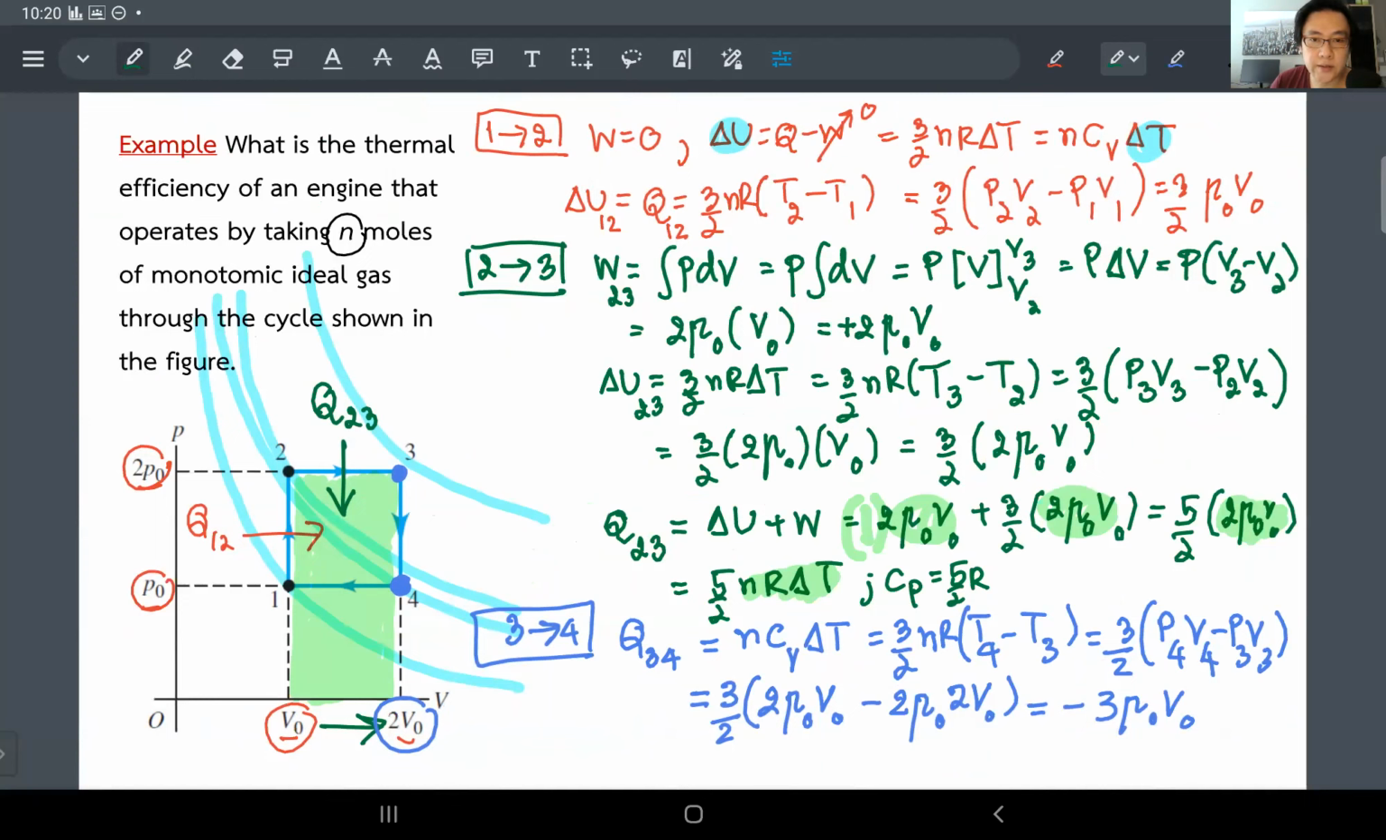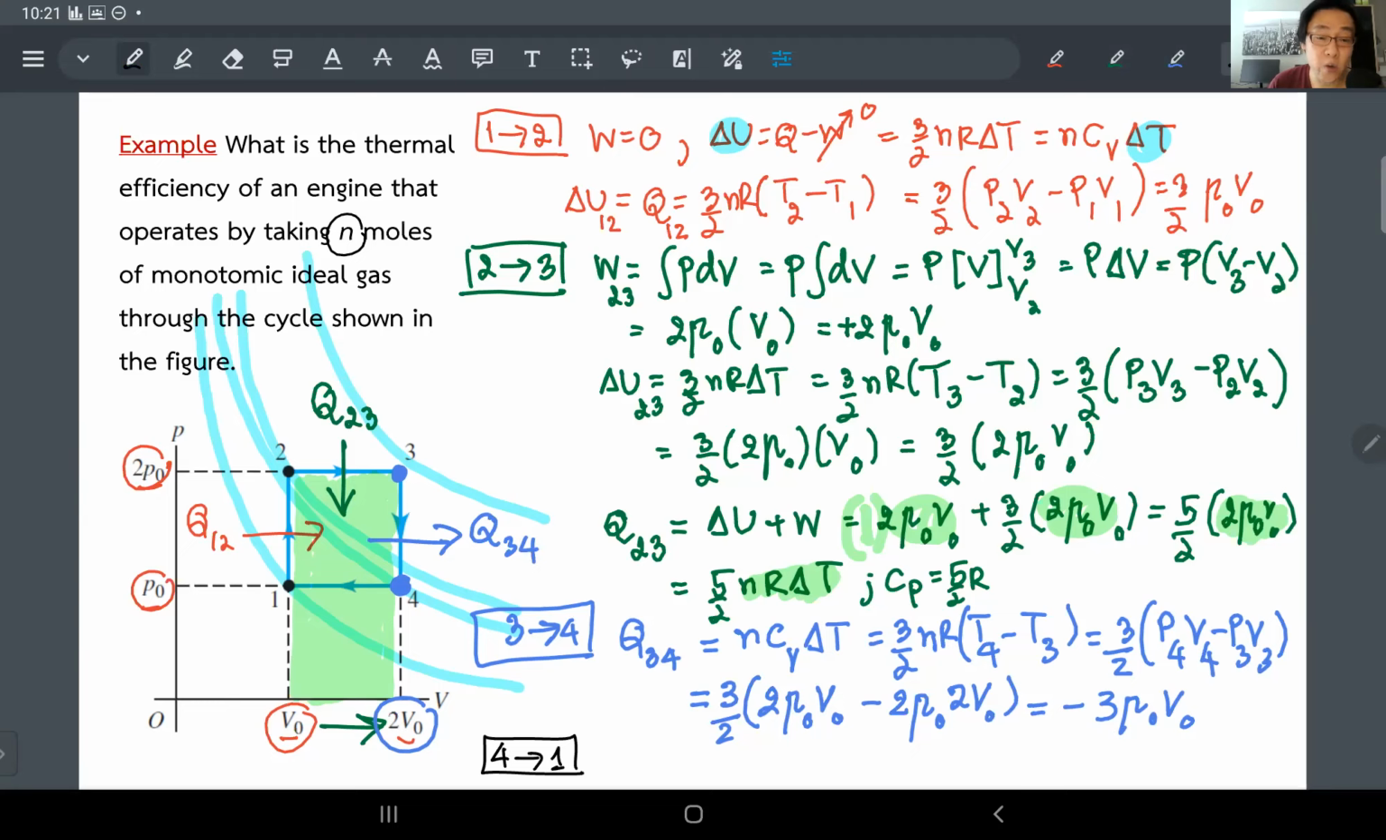Okay, so far so good. All right. Conclusion over here, the heat during 3 to 4 is now negative. What does this mean? It means heat flows out. Q3,4. Cool. All right. And now you start to see, okay, now you can complete the whole thing by going back to the original point number 1.